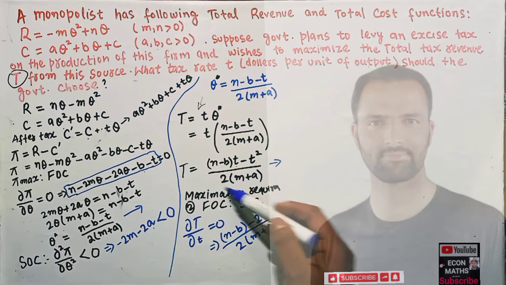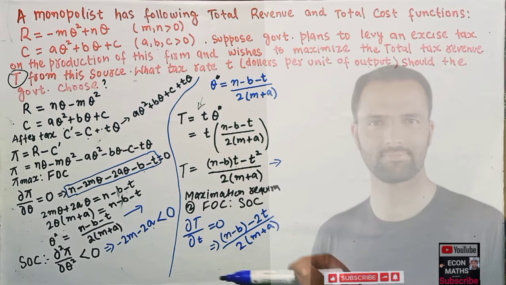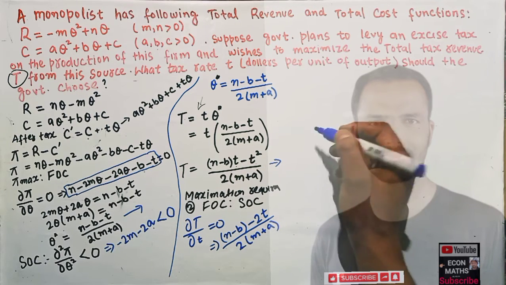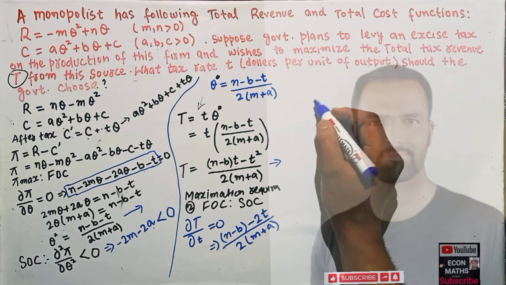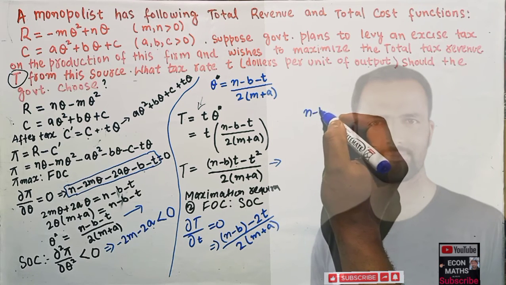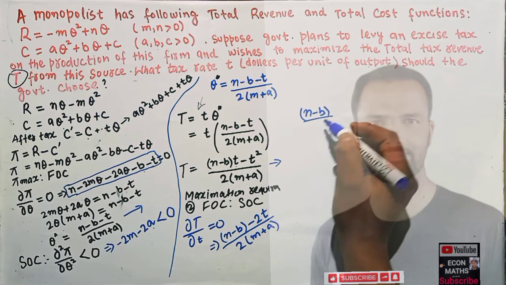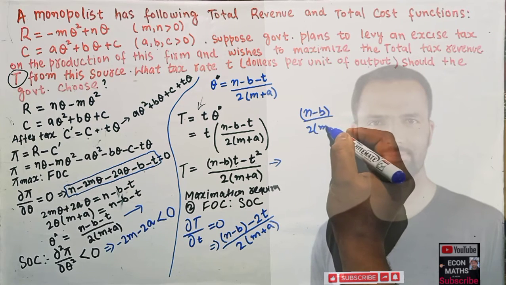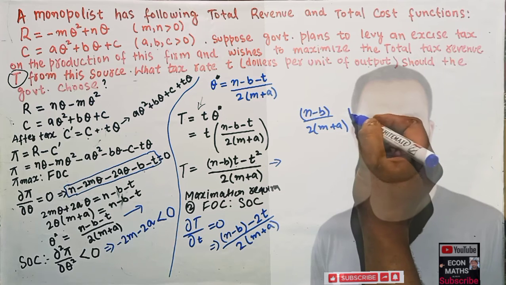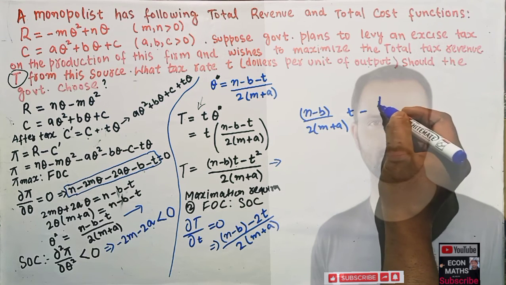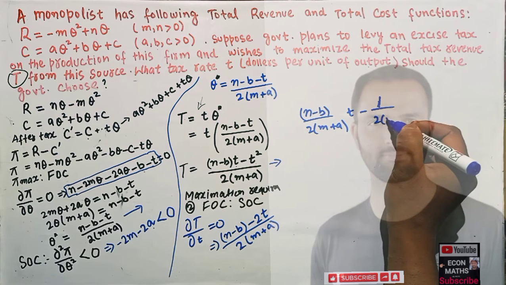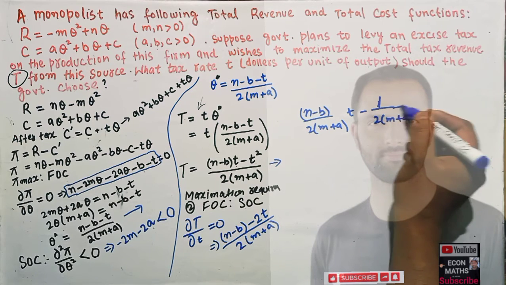Since these are constants here, we don't need to differentiate them. If I want to make myself clear, we can write it like this: n minus b upon 2m plus a times t, then minus again 1 upon 2m plus a times t square.